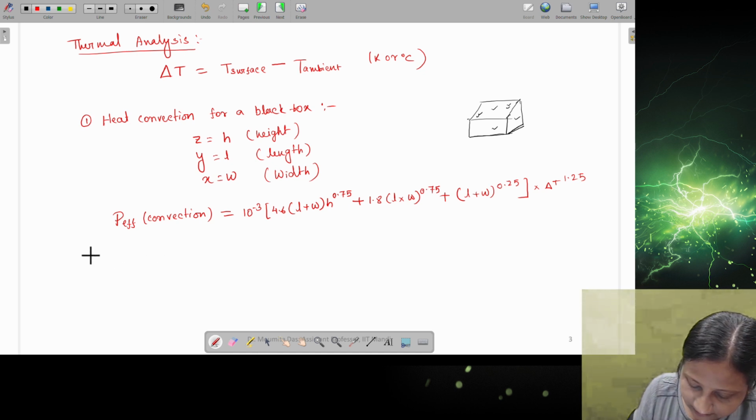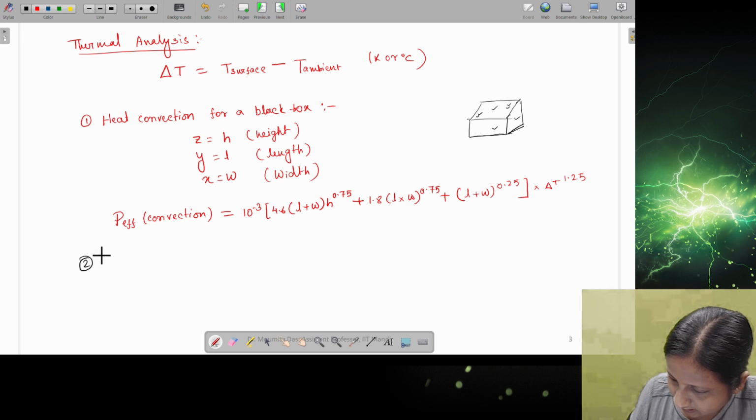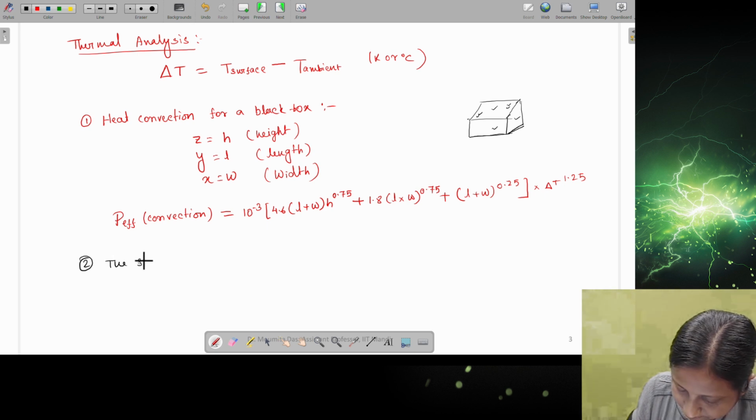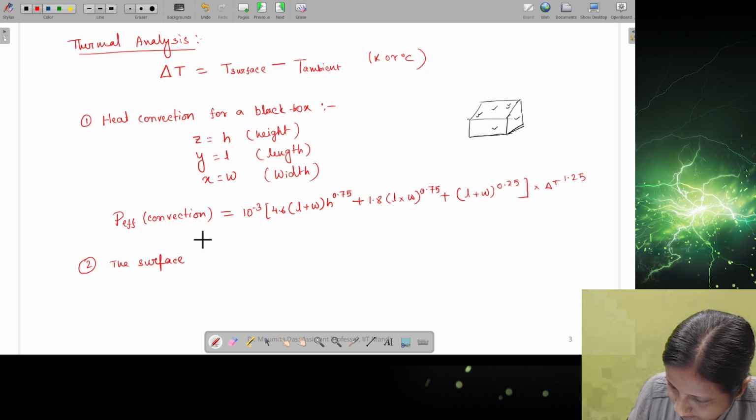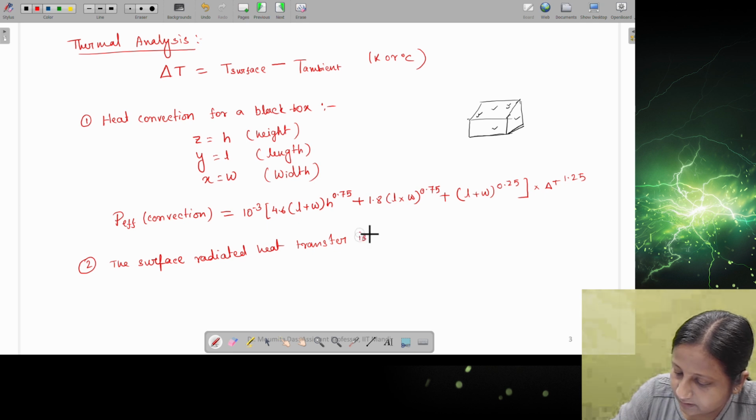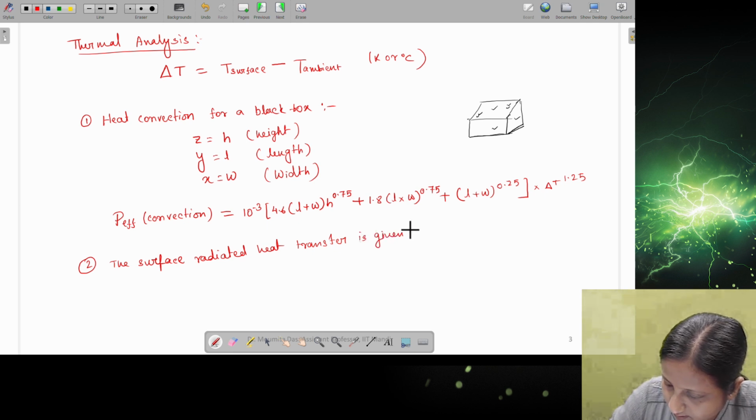Similarly, there is another component: the surface radiated heat transfer, which is given by the Boltzmann equation.